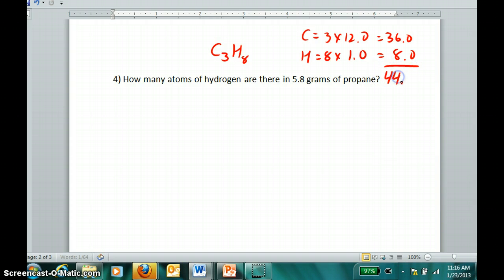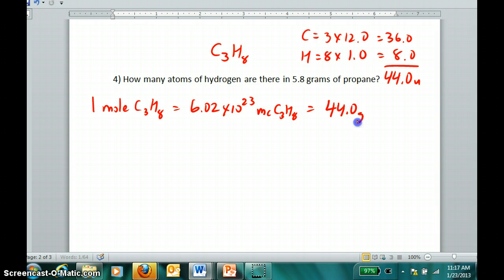So the formula mass of propane is 44 atomic mass units, meaning that 1 mole of propane is equal to Avogadro's number of, in this case, molecules, because this is a molecular compound, propane, and it also equals the gram formula mass of propane. So I'm going to start with the answer. How many hydrogen atoms are there? Now, I look at the formula and I know that there are 8 hydrogen atoms in 1 molecule. So I'll remind myself of that.